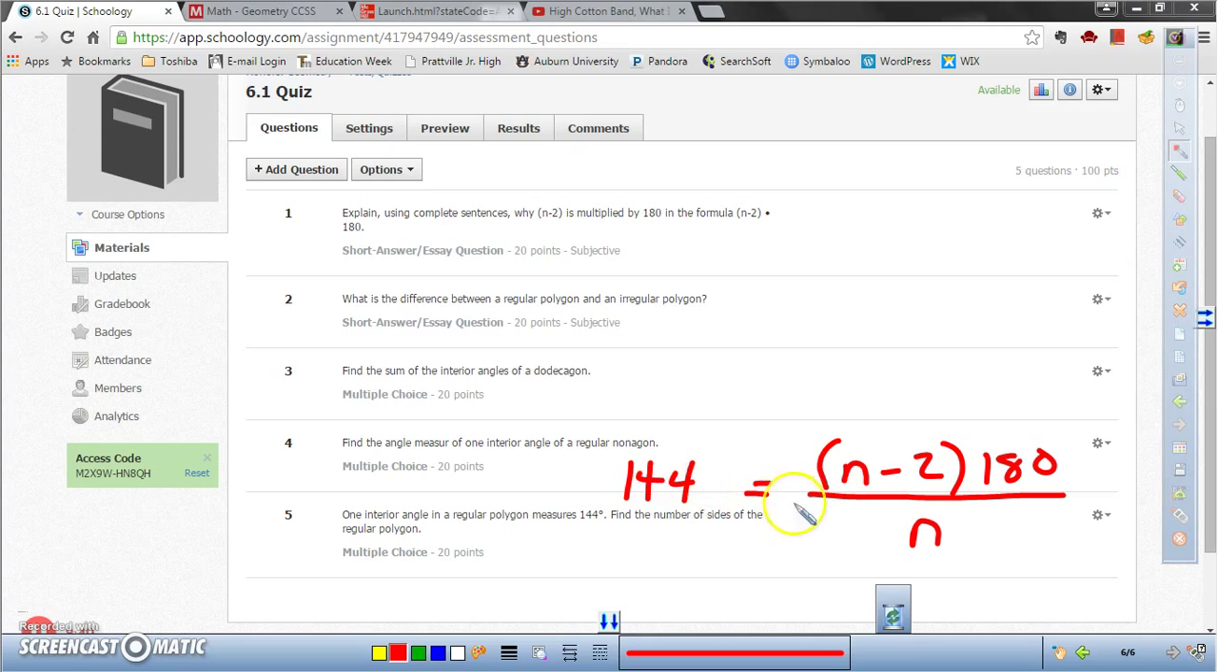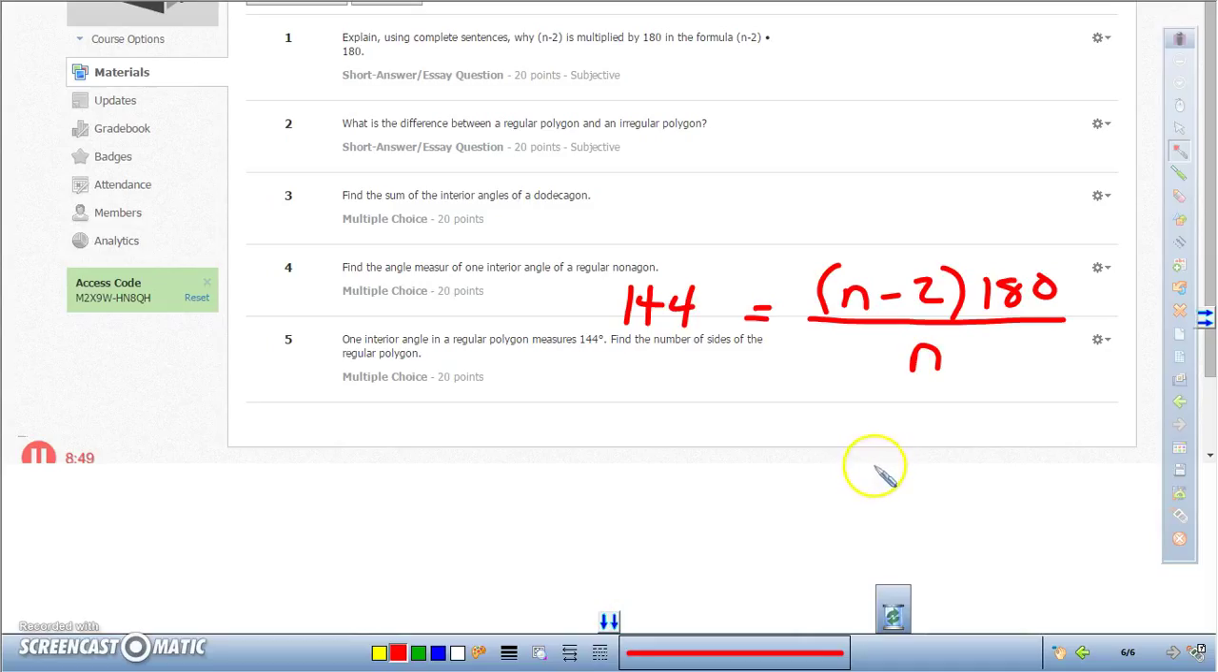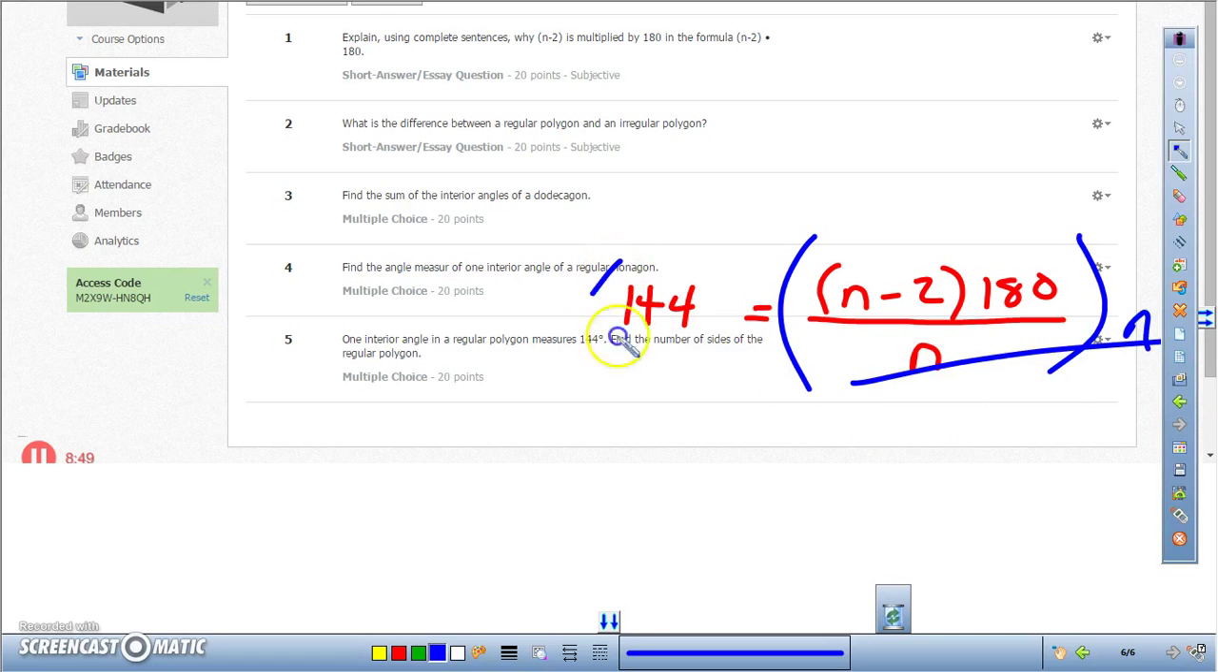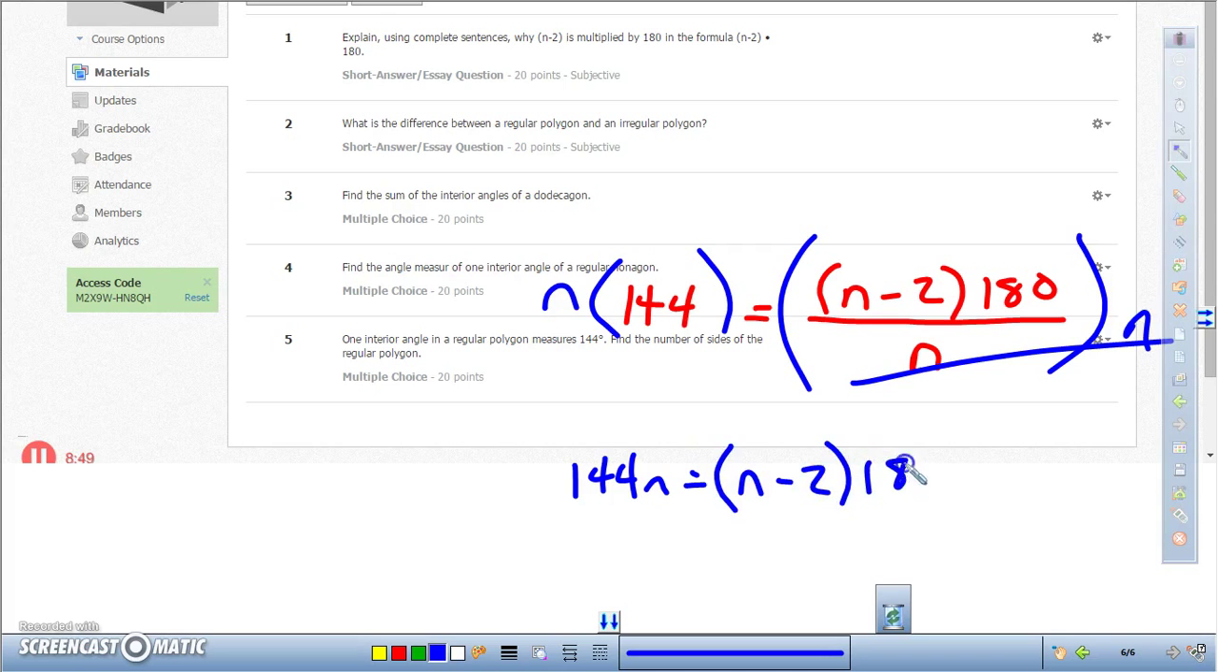So I can set these two things equal. Then I have an equation that I can solve for n, which is what I'm looking for. n represents the number of sides in a polygon, which is what I've been asked to find here. The first thing in solving this is multiply both sides of your equation by n. To get rid of this division, I multiply it on the right, I have to multiply it on the left also. That gives me 144n is equal to n minus 2 times 180 degrees.